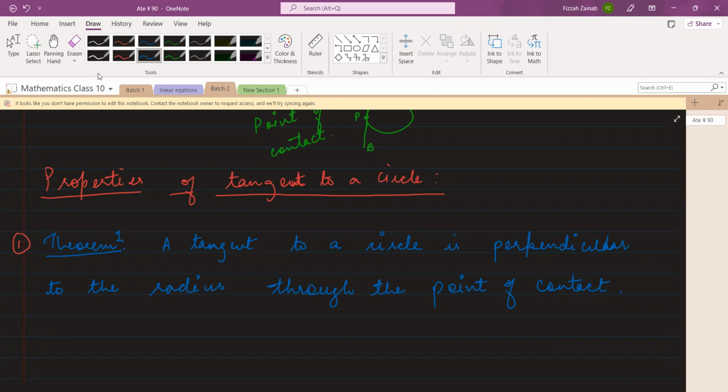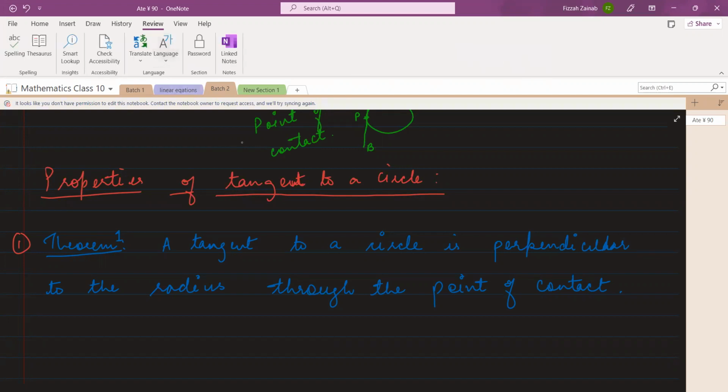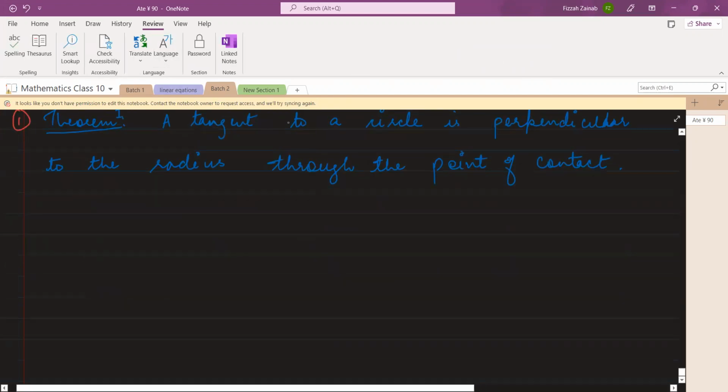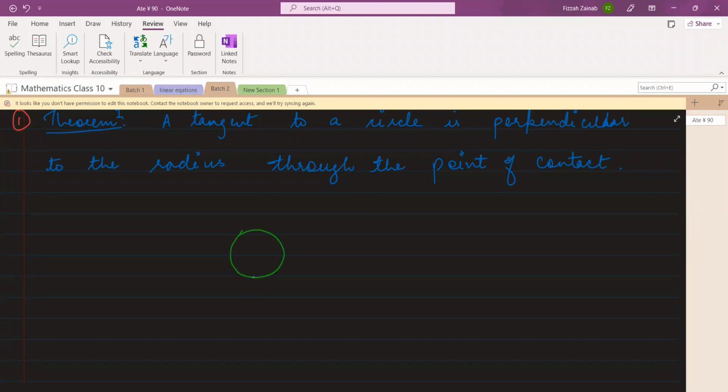Okay, now understand this. Now don't write, please understand. A tangent to a circle is perpendicular to the radius through the point of contact. That means if you have a circle and this is, let's say, the point of contact, at this point of contact you draw a tangent and you drop a radius. So at this point, the tangent will be perpendicular to the radius. Is that clear? Okay. Let us prove it.